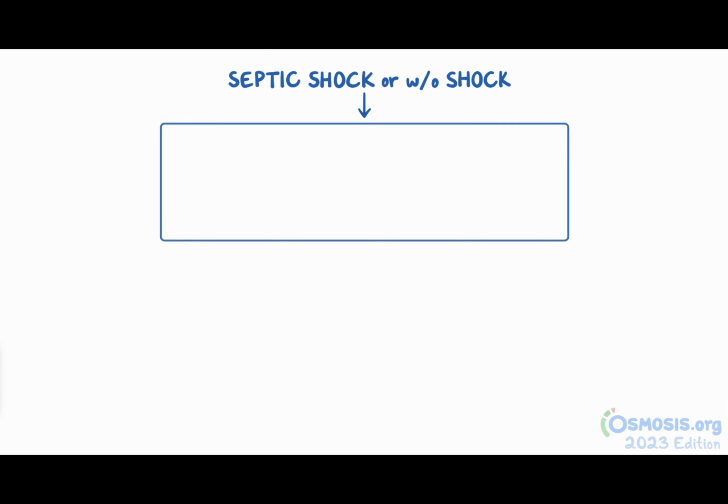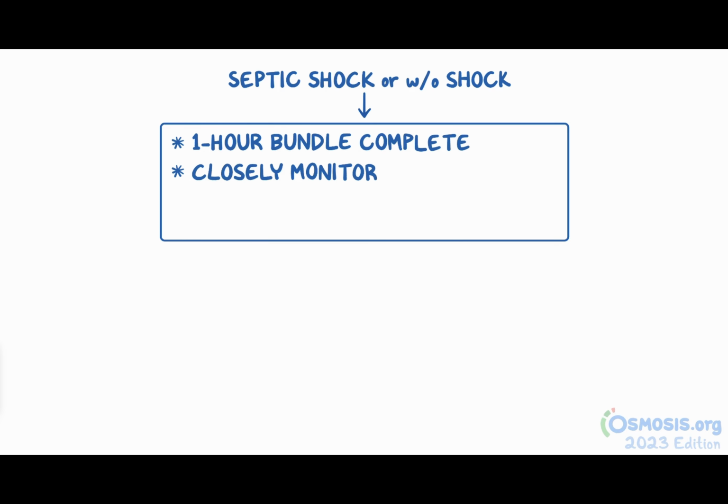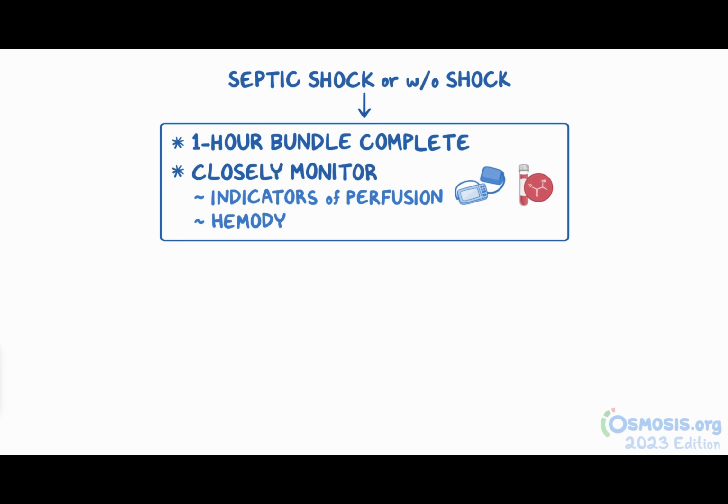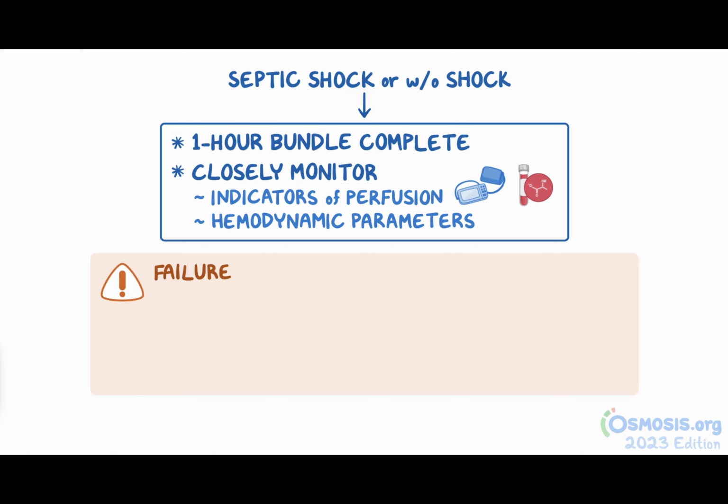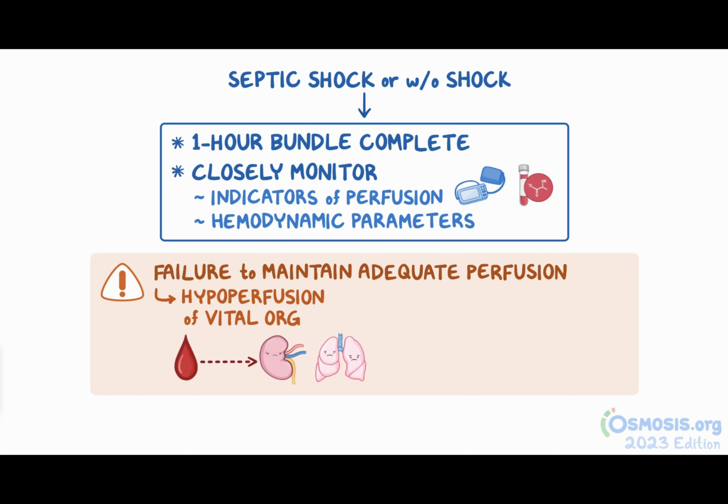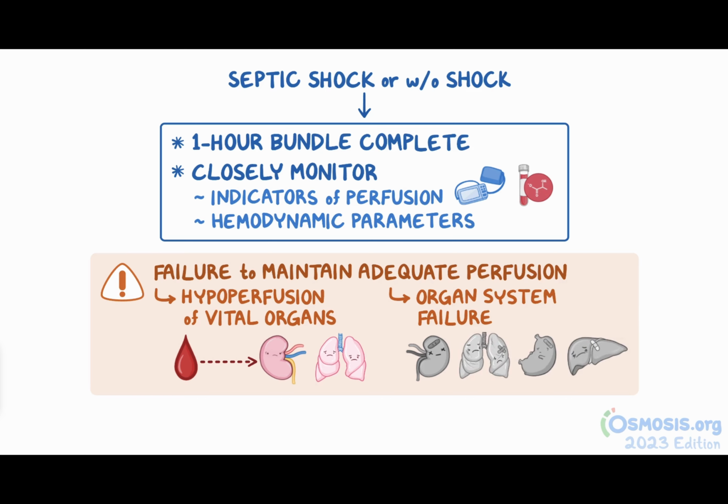Now, whether your patient has sepsis with or without shock, establishing hemodynamic maintenance completes the 1-hour bundle. But you're far from done. You'll need to closely monitor indicators of perfusion and hemodynamic parameters, as even stable patients with sepsis or septic shock can decompensate quickly. Failure to maintain adequate perfusion will inevitably lead to hypoperfusion of vital organs and organ system failure.